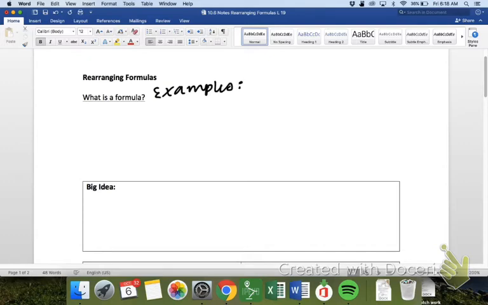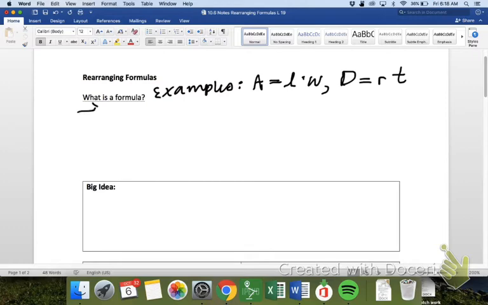So probably the most common one might be area. So we know area equals length times width. There's also distance equals the rate or the speed times the time. So D equals RT. These are two examples of formulas.